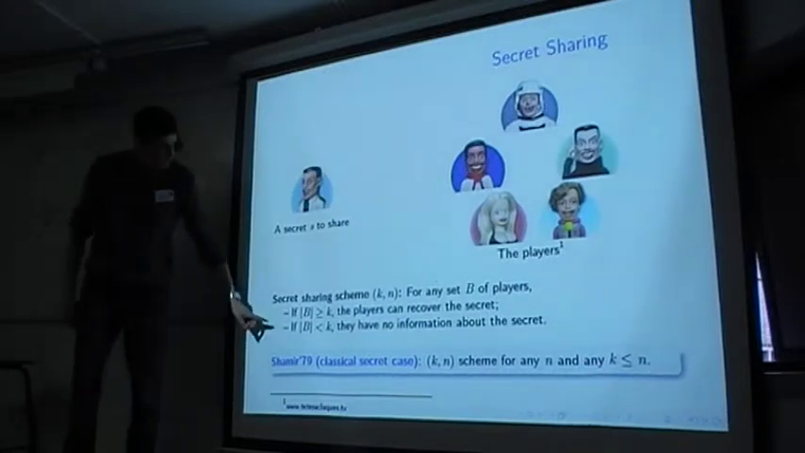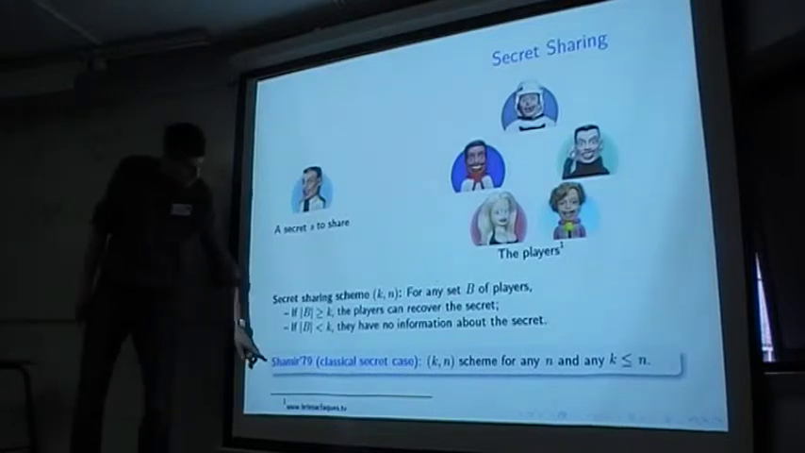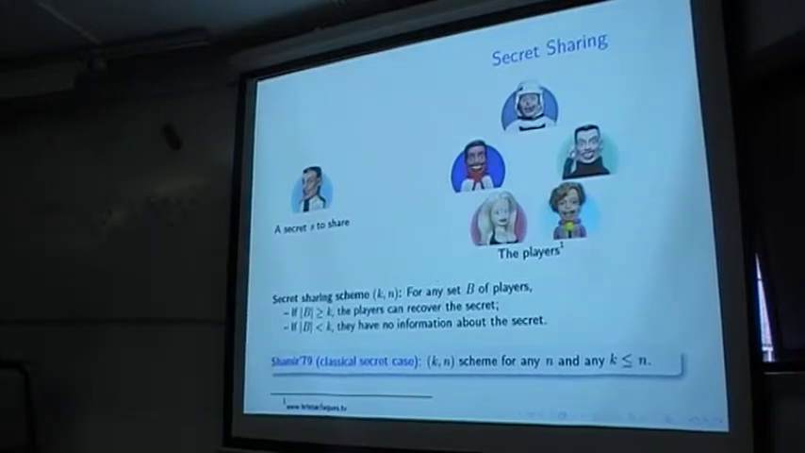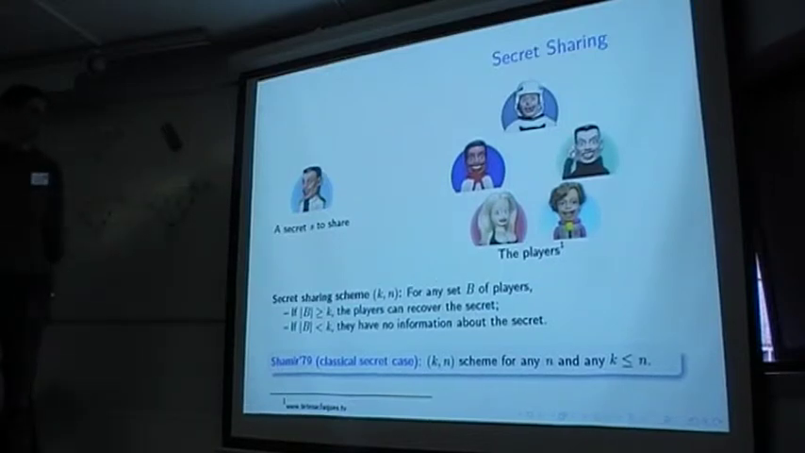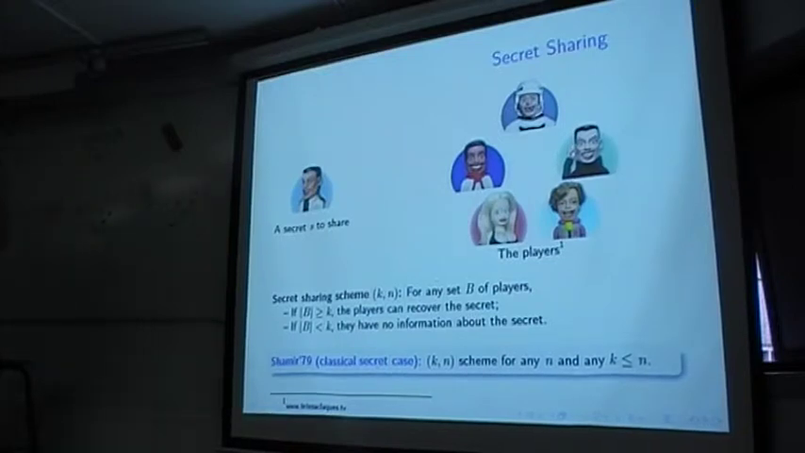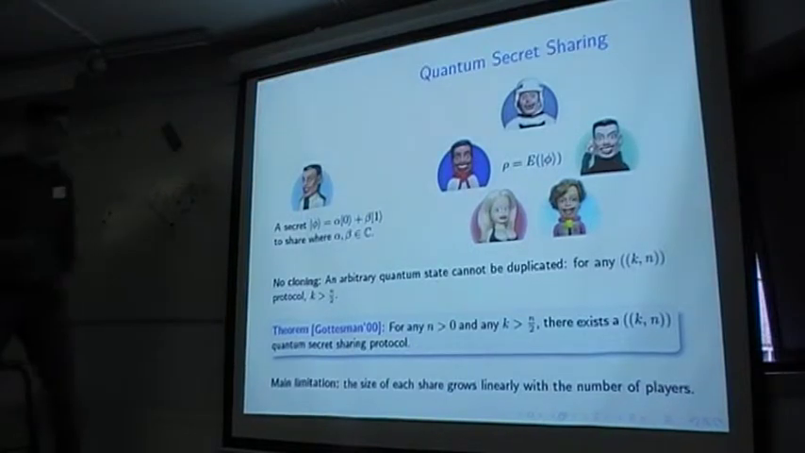It's actually possible to implement these kinds of schemes in the classical case, as proved by Shamir. For any number of players n and any threshold k, there is a way to do a (k,n) secret sharing scheme. The idea is that you are using polynomials: if you know k points of a polynomial of degree k minus 1, just by doing some interpolation, you can recover the polynomial, and you recover the secret. It's simple and nice, but I will not go into details, because what we are interested in is the quantum case.